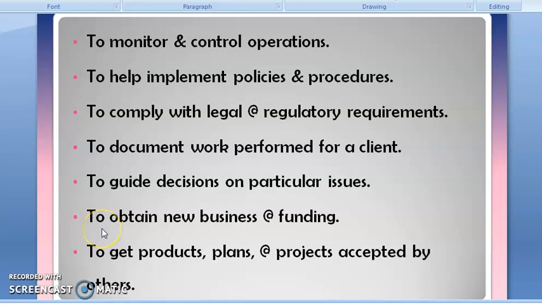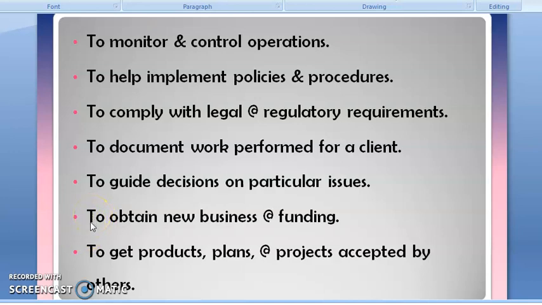Kalau you langgan Telegram Majlis Keselamatan Negara, you can see that actually without fail they are giving some statistics, right? And that is actually a form of report. Okay, so daripada data-data tu lah yang diorang comes out with whether Malaysians are ready for MCO or not. So nampak tak, report is very important for you to make sure that you can get some decisions on particular issues or to obtain new business or funding.